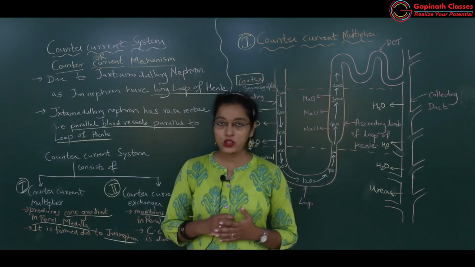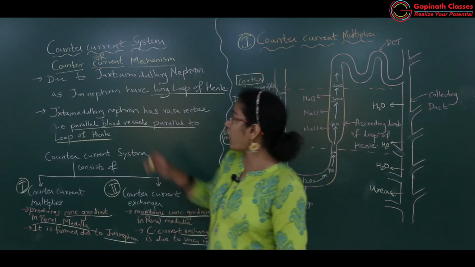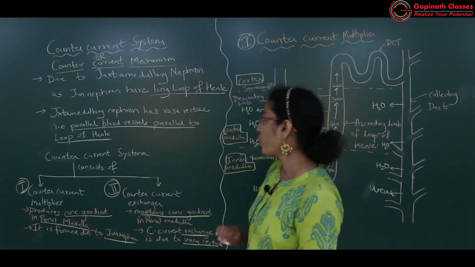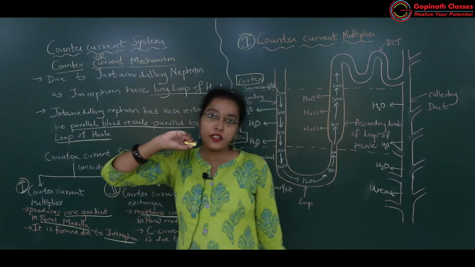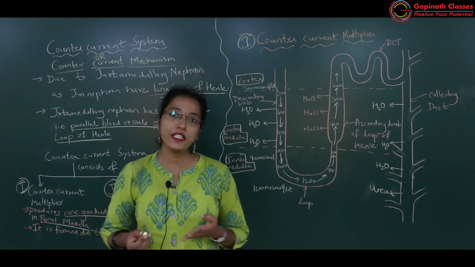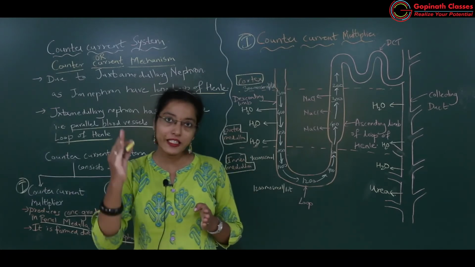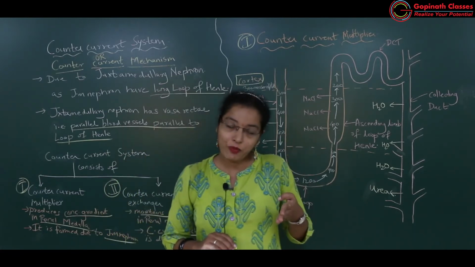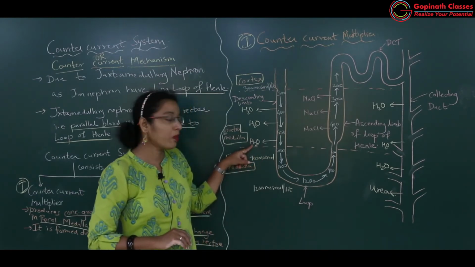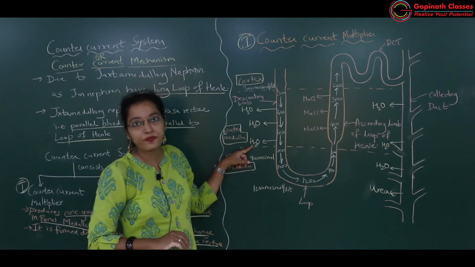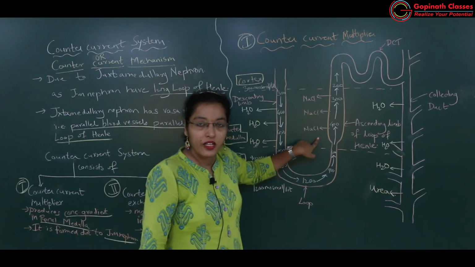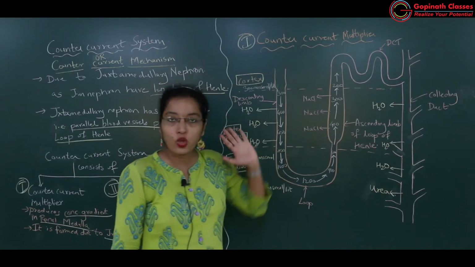Now we'll talk about the counter current mechanism. Counter current mechanism is also known as the counter current system. So what do you mean by counter current? Yesterday I taught you about the loop of Henle. What does the loop of Henle have? It has a descending limb and an ascending limb. The descending limb of the loop of Henle is reabsorbing water. It is permeable to water but impermeable to salts. The ascending limb of the loop of Henle is impermeable to water but permeable to salts.